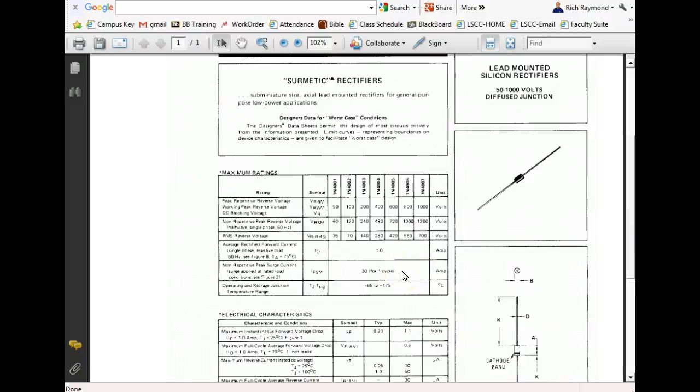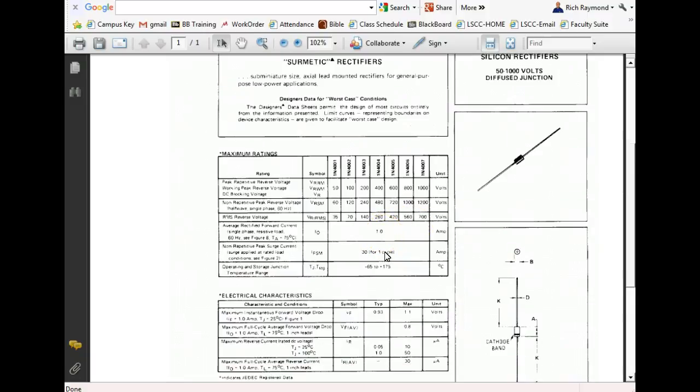These are all 1 amp diodes, with a non-repetitive peak surge current of 30 amps for 1 cycle. We're only charging it up for less than half a cycle, right? So this guy here has no problem charging up that little 100 microfarad capacitor that you put in there. So you okay?